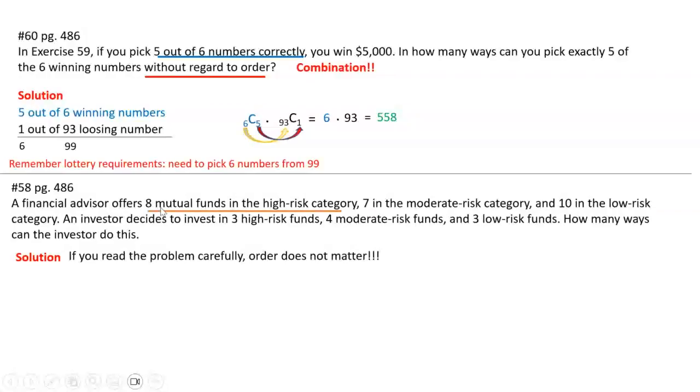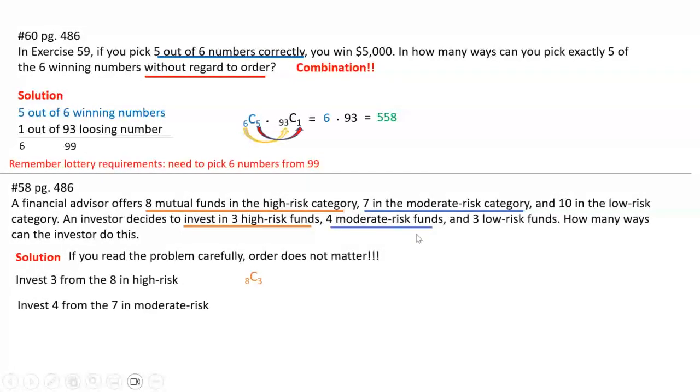So we start with 8 mutual funds. From 8, we want to choose 3. So it's going to be 8 combination 3. And then we're going to multiply that times, now let's choose from the moderate risk. There's 7 total, and we want to choose 4. So it's going to be times 7 combination 4. Then lastly, there's 10 in low risk, but we want to choose 3 of those. So it's going to be 10 combination 3.